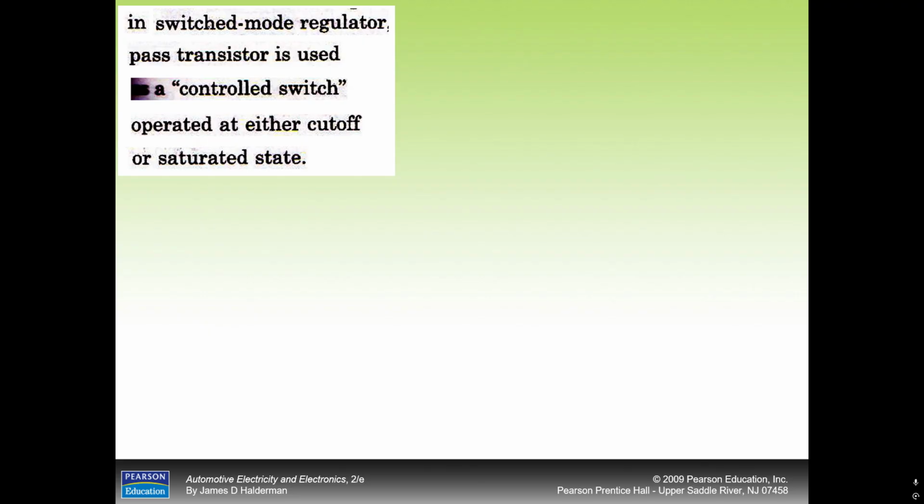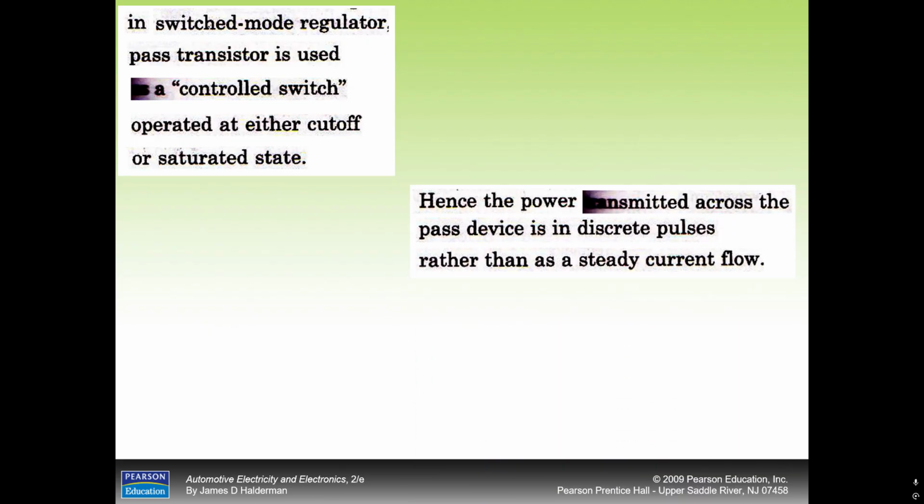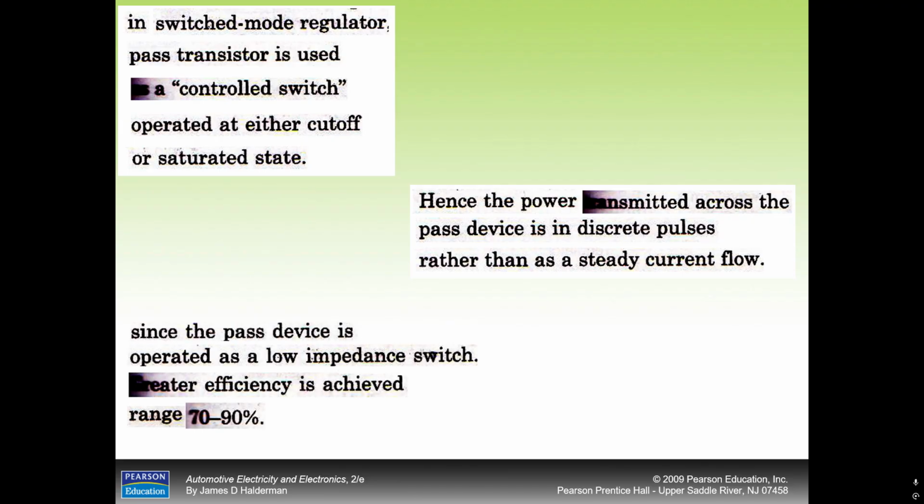In switched mode regulator, pass transistor is used as a controlled switch operated at either cutoff or saturated state. Hence, the power transmitted across the pass device is in discrete pulses rather than as a steady current flow. Since the pass device is operated as a low impedance switch, greater efficiency is achieved in the range 70 to 90%.